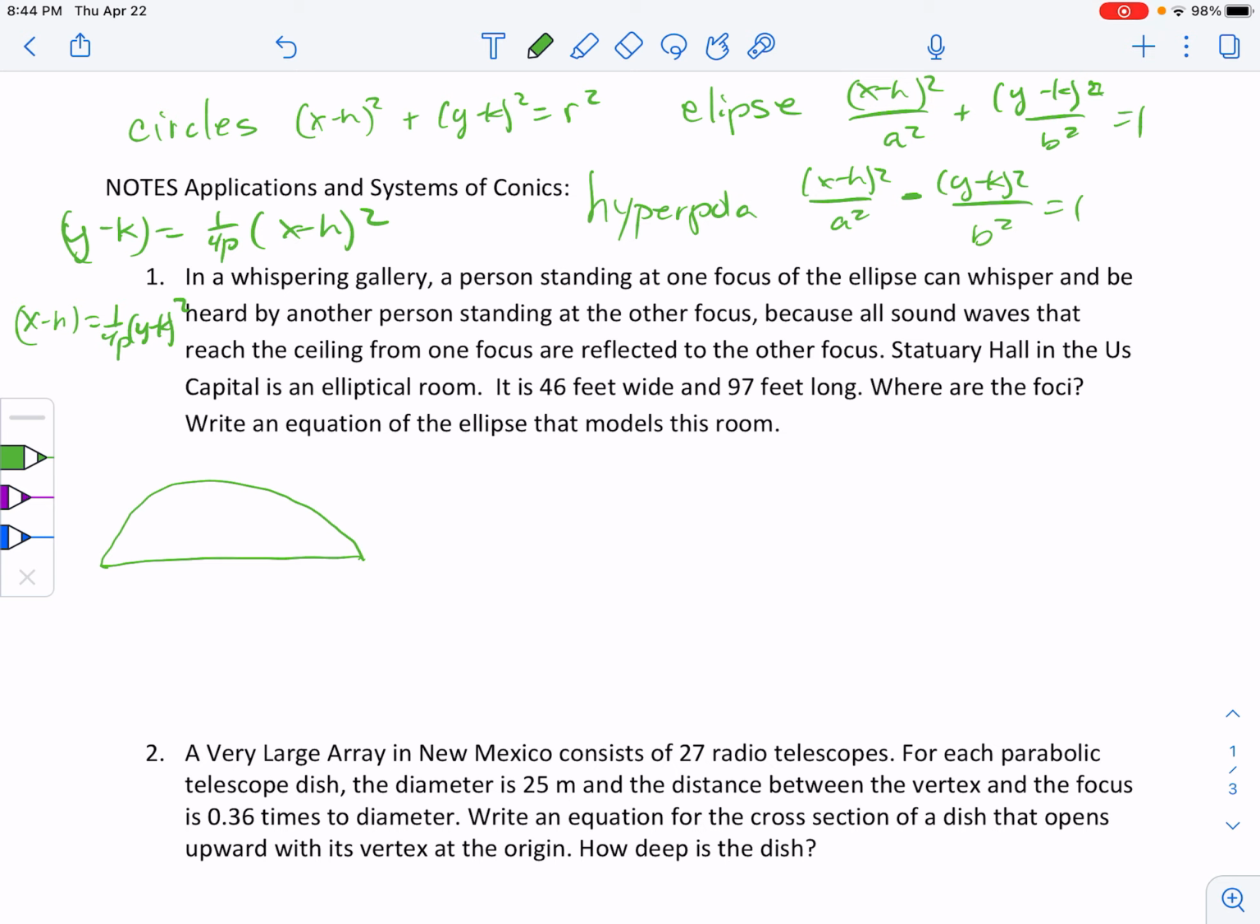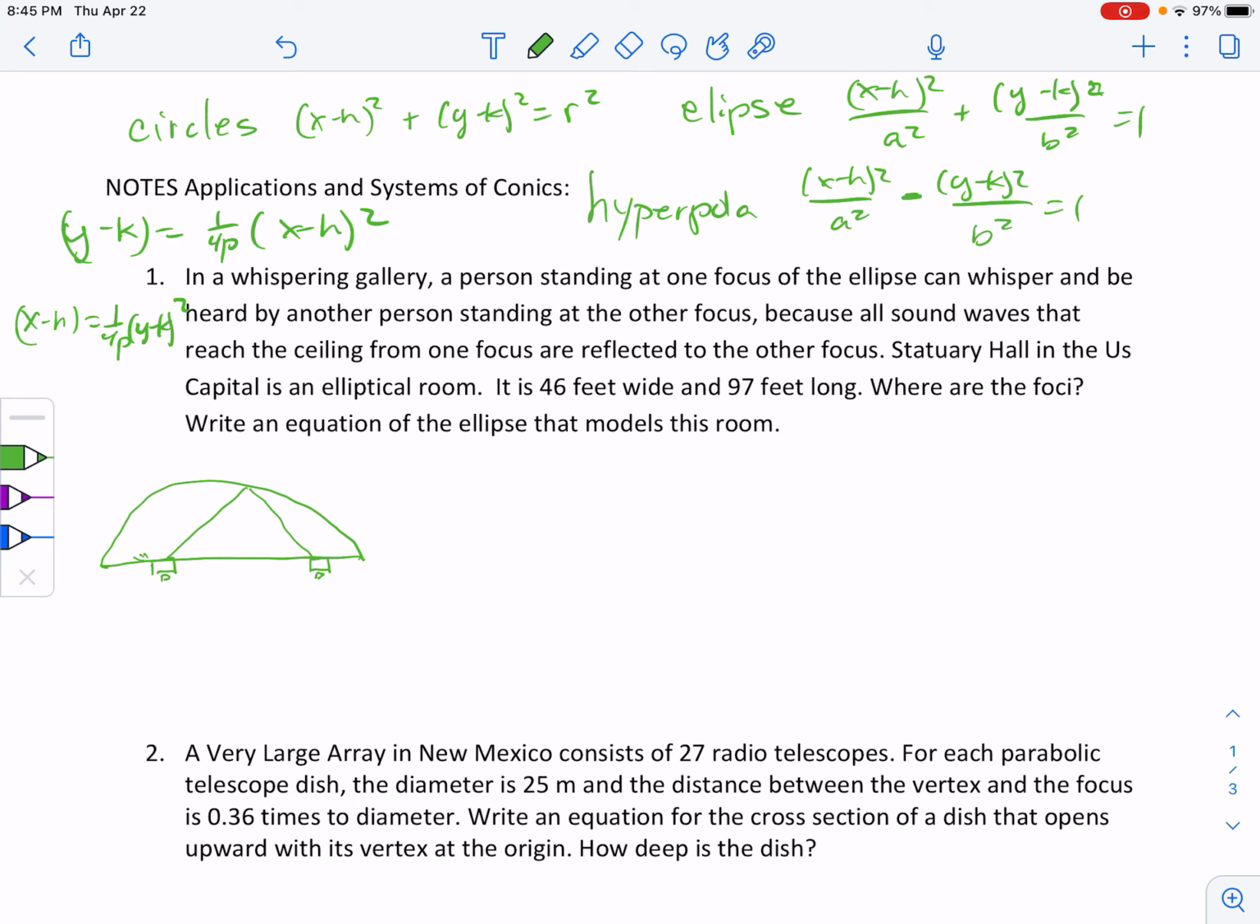Okay, the Statuary Hall in the United States Capitol is an elliptical room, and Democrats can have a desk right here on the focus. The Republicans have a desk over here on that focus, and if they're whispering about a new bill they're trying to pass, because it's a whispering gallery, the sound bounces off the ceiling and lands at the other desk, as long as it's sitting at the focus. And that actually happened.